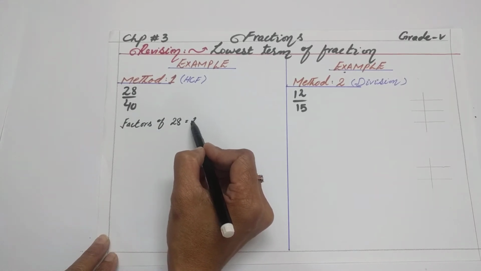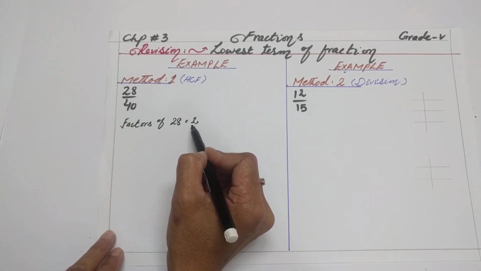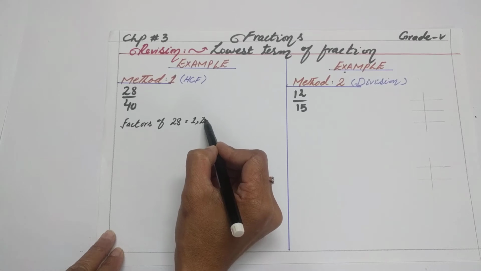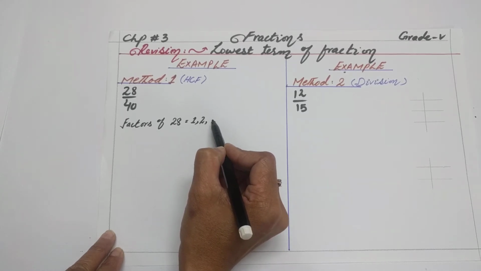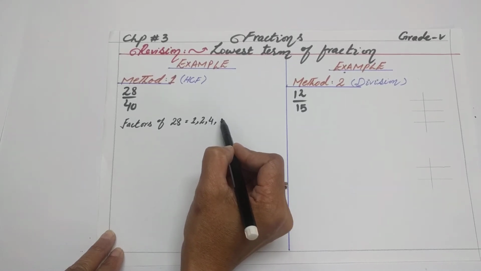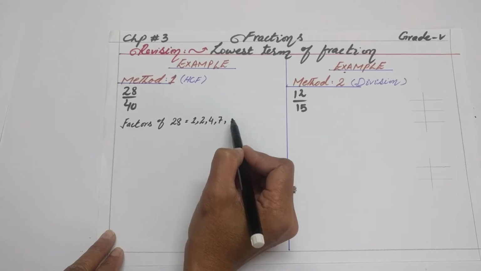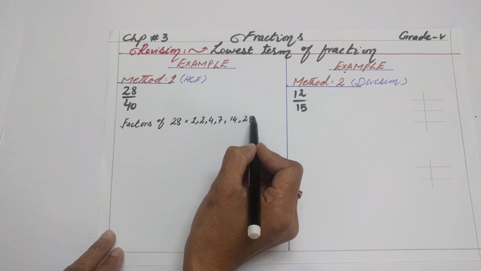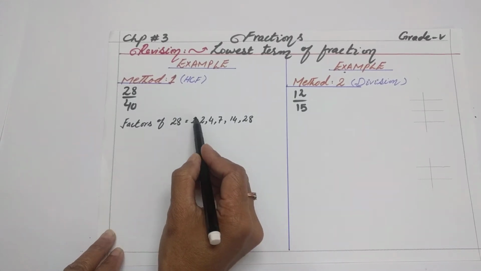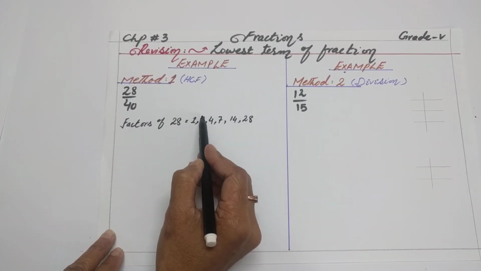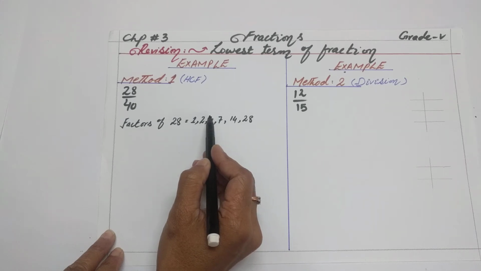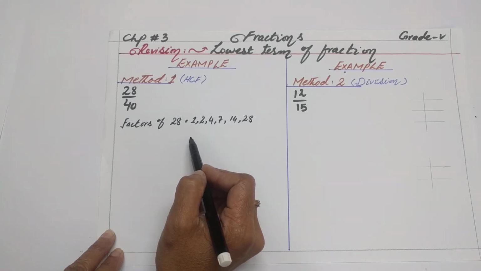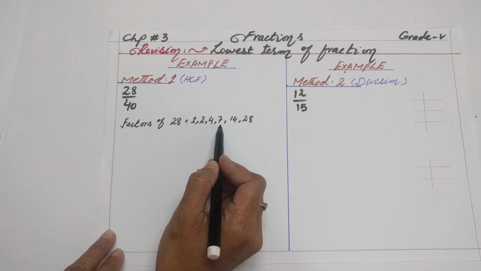So 1 is a factor of 28. 1 exactly divides 28. 2 is a factor, 4 is a factor, 7 is a factor, 14 is a factor, and 28 itself is a factor of 28. 1 28s are 28, 2 14s are 28, 4 7s are 28. By using pairs of numbers you can easily find the factors.